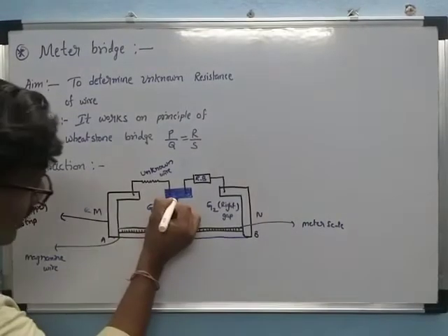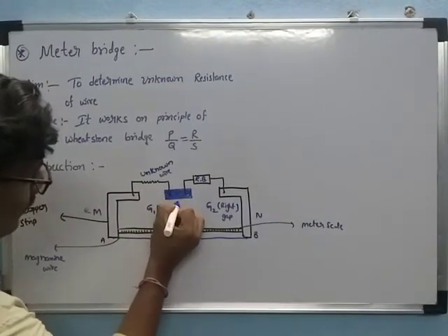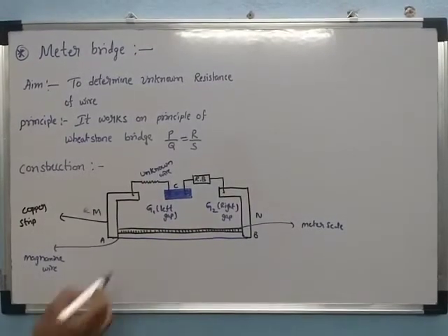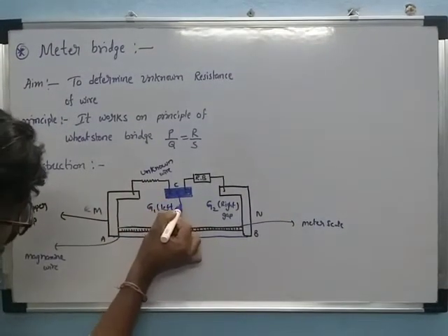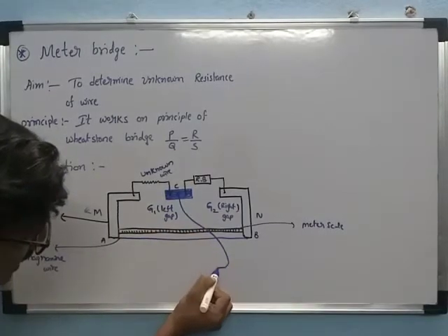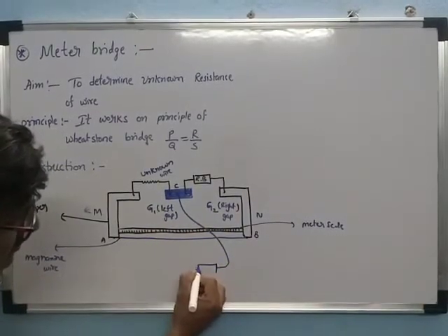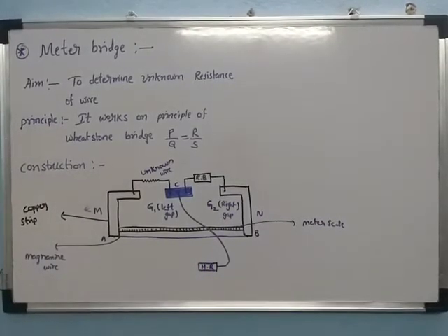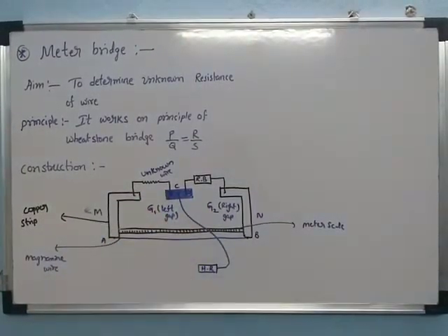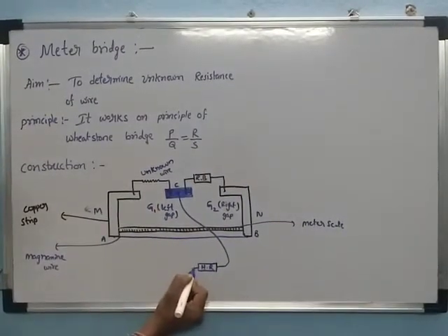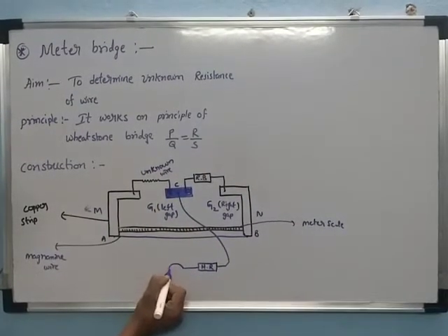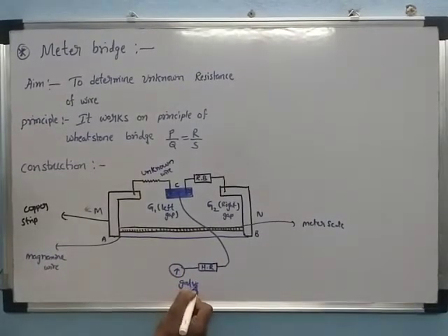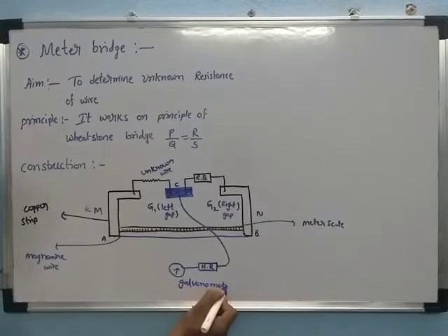Now the center point is considered the C point, which is the plate. A high resistance box, HR, is connected between the center point C and a galvanometer. Across it, a galvanometer is connected.